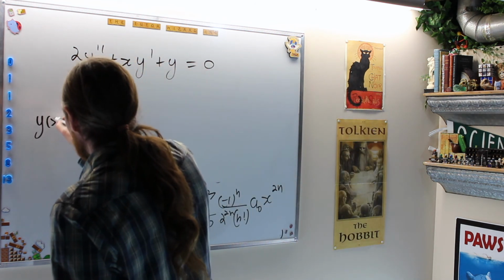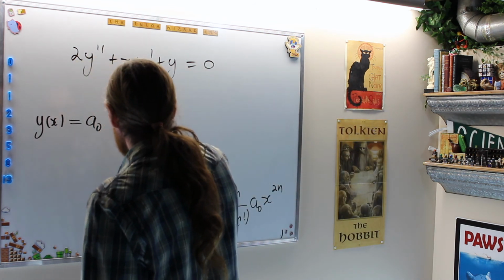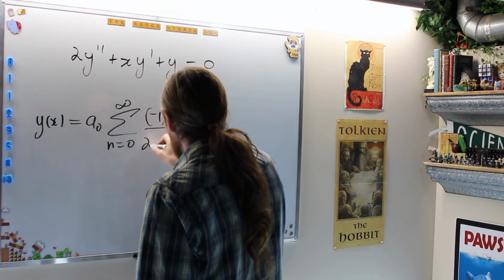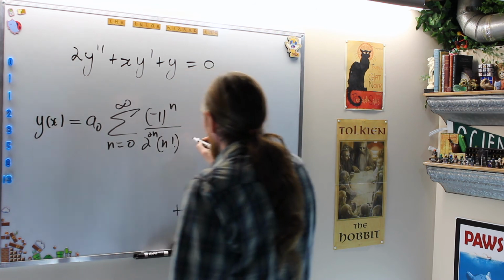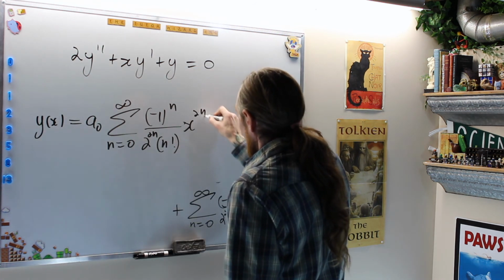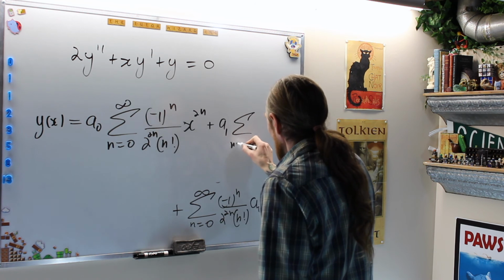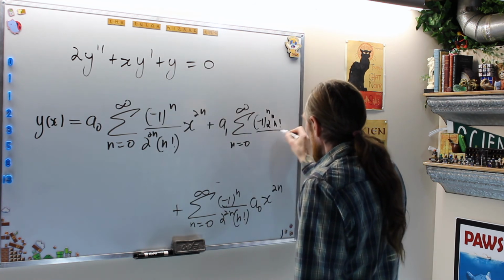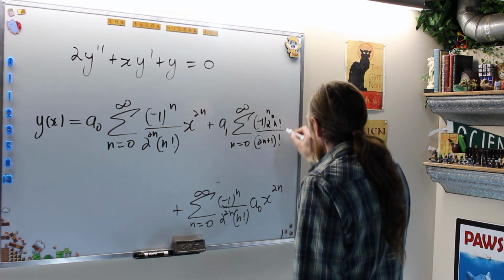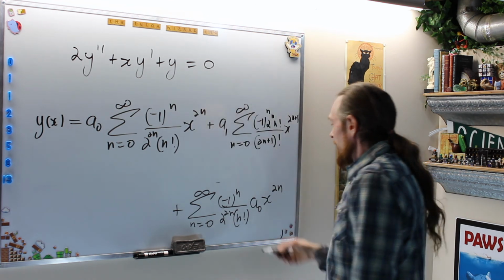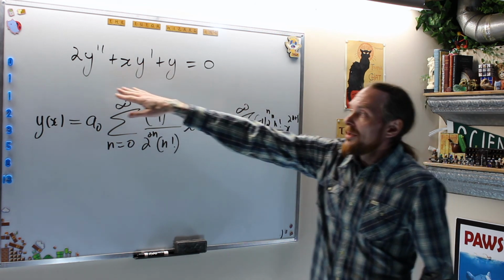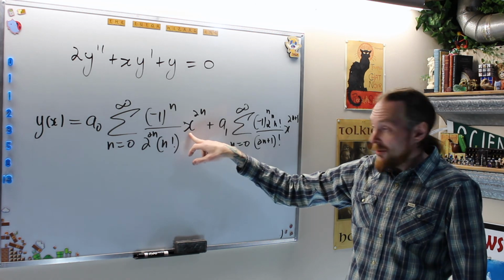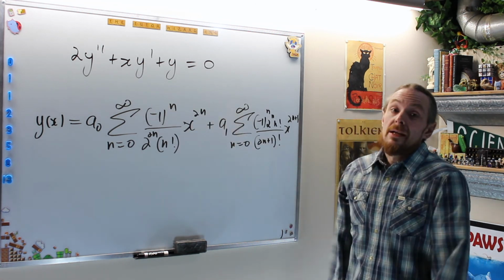So the solution is y of x equals a0, the sum from n equals 0 to infinity of negative 1 to the n over 2 to the 2n n factorial x to the 2n plus a1, the sum from n equals 0 to infinity of negative 1 to the n 2 to the n n factorial over 2n plus 1 factorial x to the 2n plus 1. We need a bigger board. This is the general power series solution, centered about the ordinary point x naught equals 0, or the Maclaurin series.